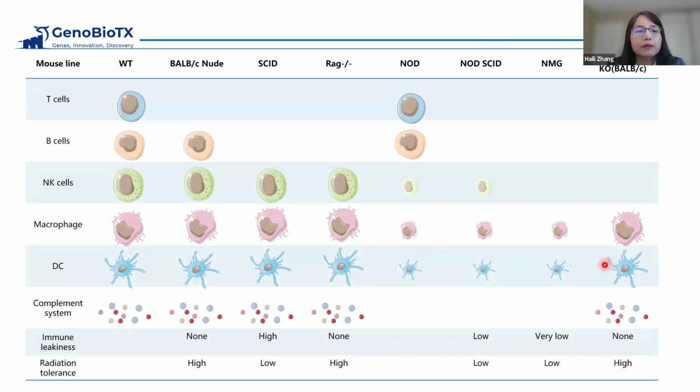I use this table to visualize the immunodeficiency differences among various models, which may help you memorize the features of each model. So we know Balb/c nude mice lack T cells, SCID mice lack B and T cells, and NOD-SCID lack T and B cells and have an impaired innate immune system. NMG lack T, B, and NK cells.